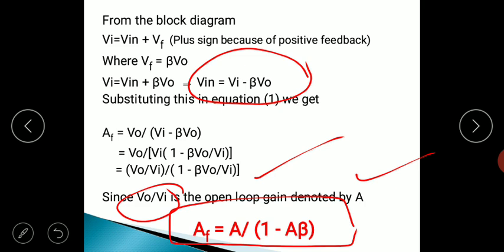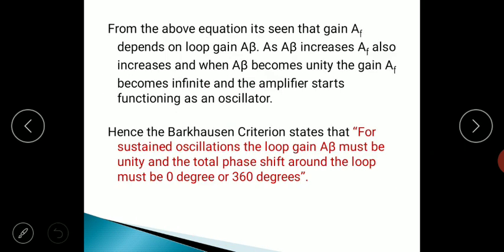So the gain of a positive feedback amplifier is given by AF equal to A by 1 minus A beta, where A is the open loop gain and A beta is called the loop gain, right? The product of A and beta is called the loop gain. So what we can see from this equation is that the overall gain AF depends on the loop gain A beta, because AF is equal to A by 1 minus A beta. So as you go on changing the value of A beta, what happens?